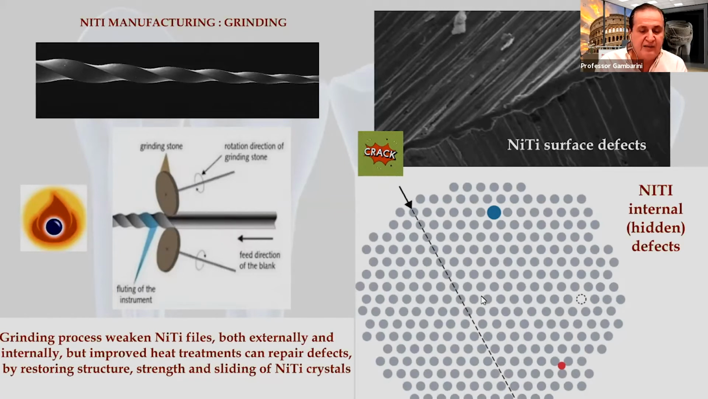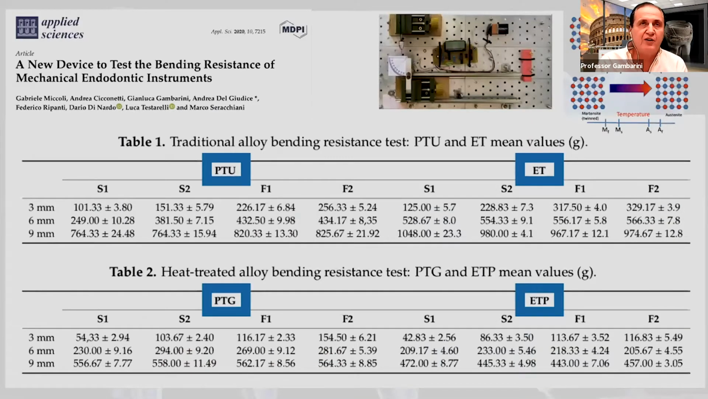So heat treatment can repair defects by restoring the structure, the strength, and the sliding of the NiTi crystals. To show you how things can really change by changing the heat treatment, I will show you a comparison that we made in a quite recent study in Applied Science. We made a very nice device for testing the flexibility of the instruments. But I want to show a comparison between ProTaper and EdgeTaper, also in the Gold and the Platinum versions.